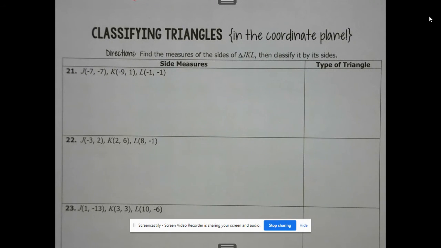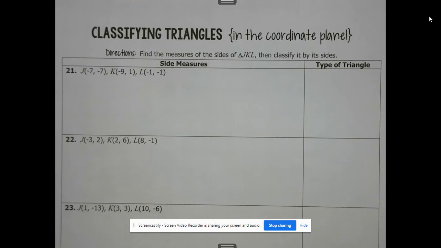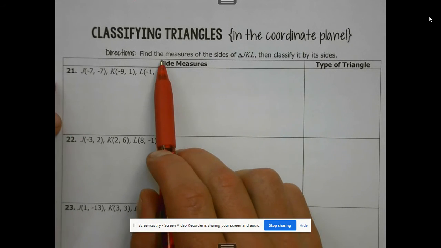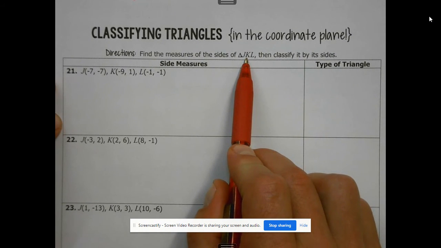For the next 4 problems, I'll show the work on one of these, and I'm just going to give you answers on the next 3, and you can check the key from the Google Classroom to see how the work is done. But here's our job. It says find the measures of all the sides of triangle JKL, then classify by its sides.